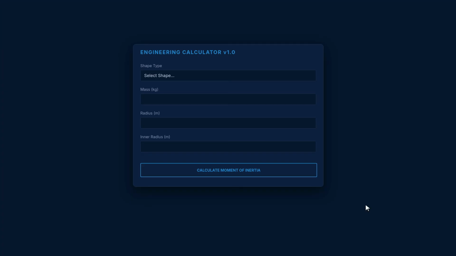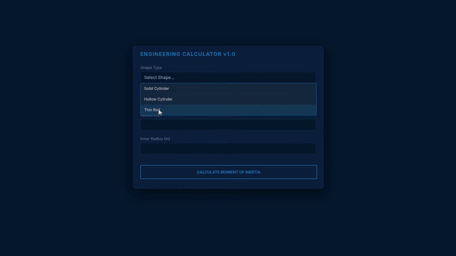Let's work through an example. I'll input a mass of 10 kilograms and a radius of 10 meters. Since we selected solid cylinder, the inner radius field isn't needed for this calculation.